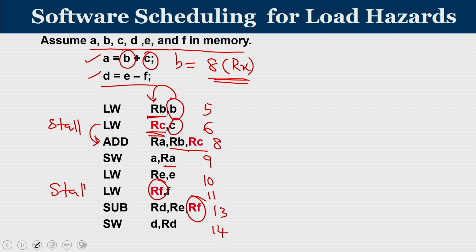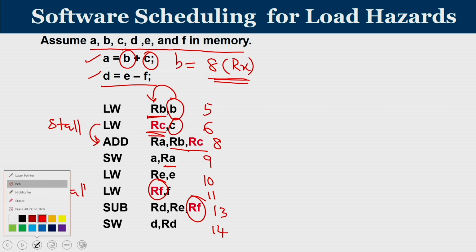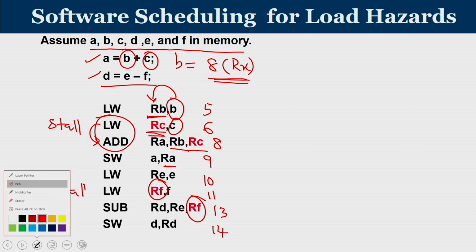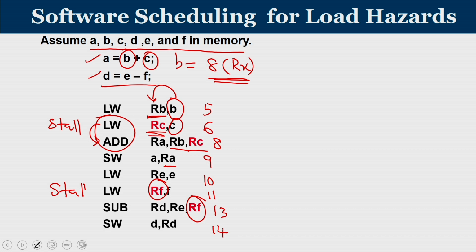Now, can I get rid of the stalls that are happening? If you wanted to get rid of the stall, then this load and add that we have seen here should not come together. The load and add should be separated. Similarly, this load and sub also need to be separated. So, if the compiler knows this is the code that will be generated normally, can't the compiler rearrange the code?